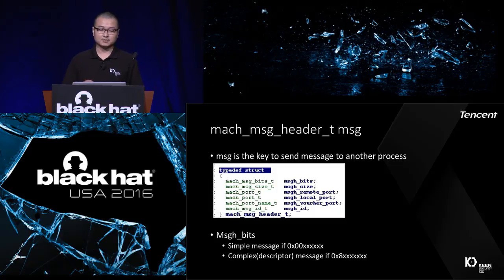From the parameters of the Mach message, you can find that there are Mach header bits, where the highest bit, if it equals 0, means it's a very simple message, and 1 means it is a complex message, which involves a port or OOL or something like that.